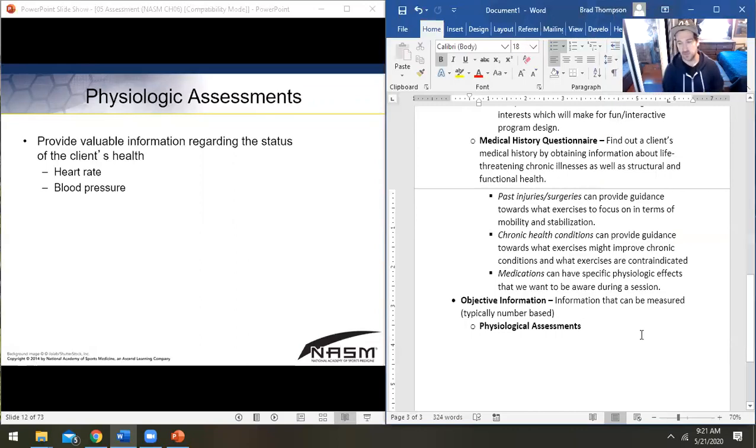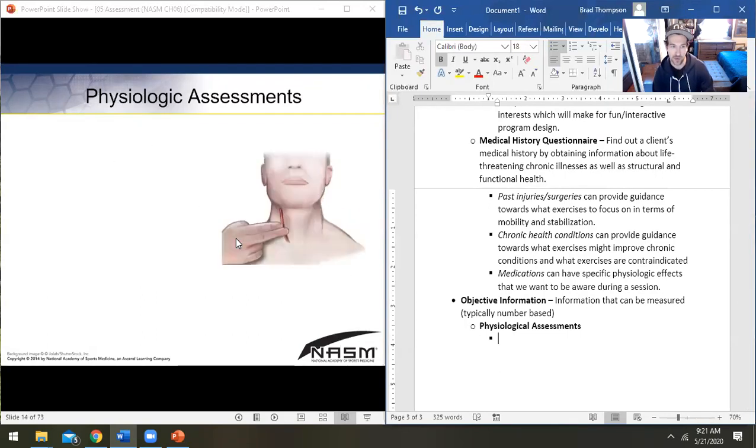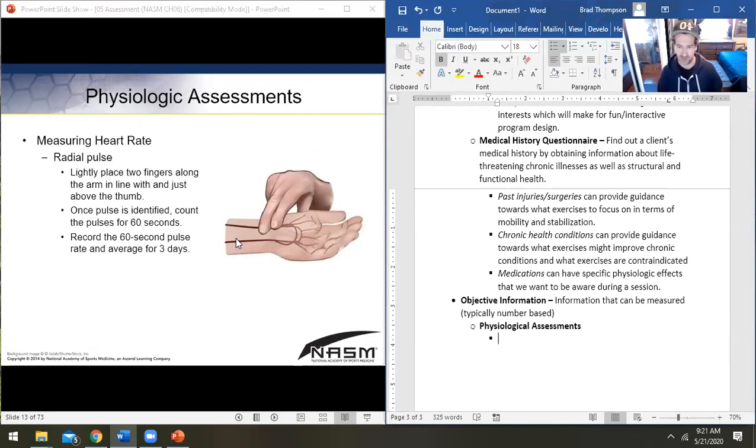So physiologic assessments, our best examples of this are going to be things like your heart rate and blood pressure. There's a couple different heart rates out there, right? So we'll look at just basic, gathering heart rate first. Heart rate is the number of times the heart beats in 60 seconds. Your heart rate's always going to be referring to a 60-second rate. We don't really do any assessments where we're referring to the heart rate at any other length of time.